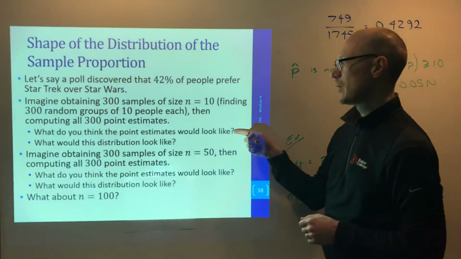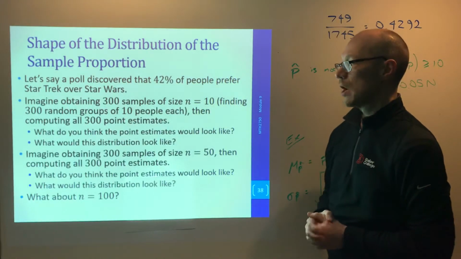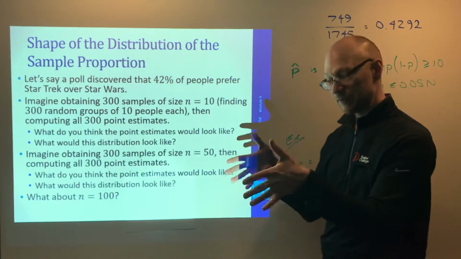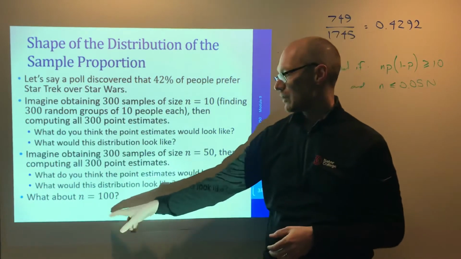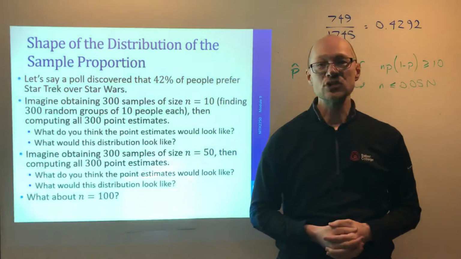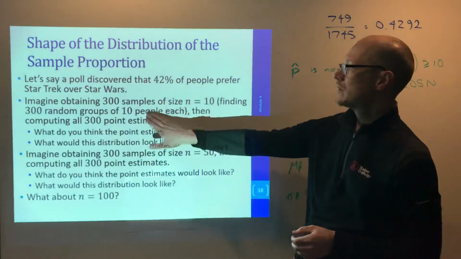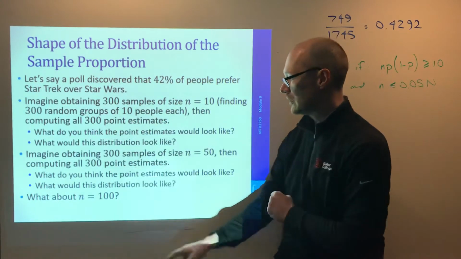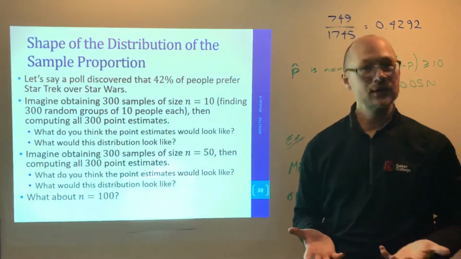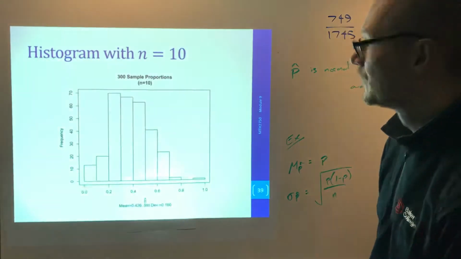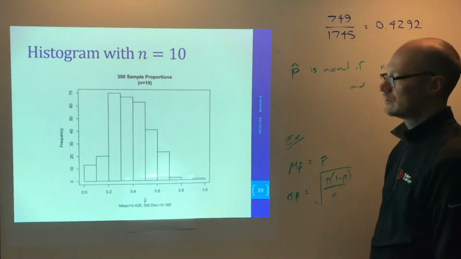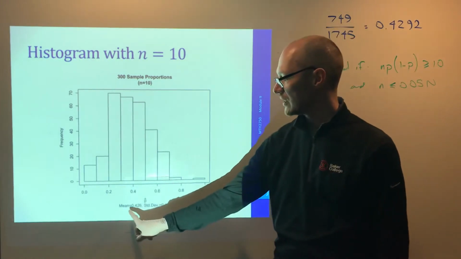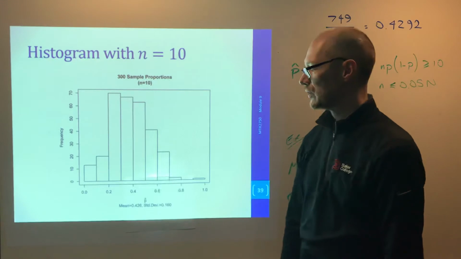What do you think those point estimates would look like? What do you think the distribution would be? What if we did size n equals 50? We grab 300 groups of 50 each. What if we grab 300 groups of 100 each? And if we plot all 300 of the 10, all 300 of the 50, all 300 of the 100, guess what these just might look like? Well, as you can imagine, most of them are going to center right around that value of 0.42.